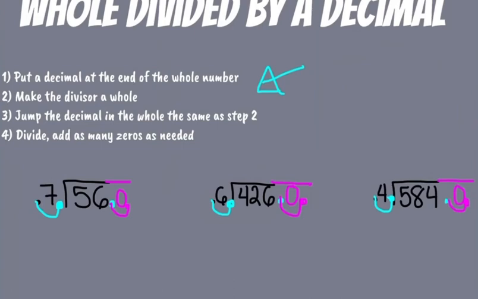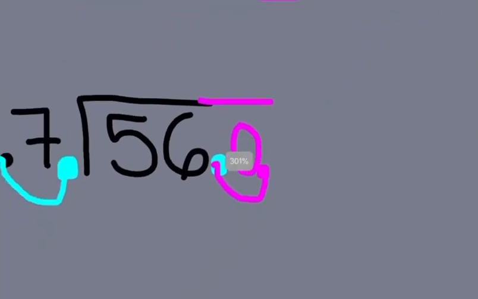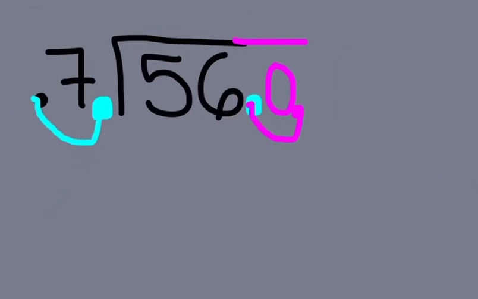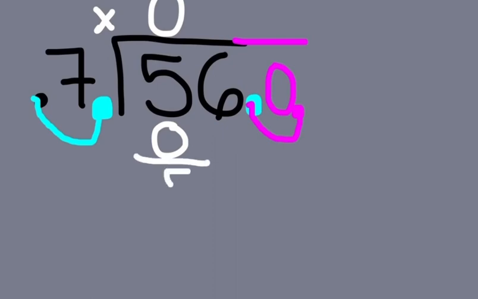You can always add as many zeros as you need within your dividend until you get rid of the remainder or it ends. So let's look at the first one. We now have not 0.7, but 7 wholes going into 56. So how many times can it go? Well, 7 times 0 is 0, which gets me close to 5. I don't really have to put that if I don't want to, but I will.